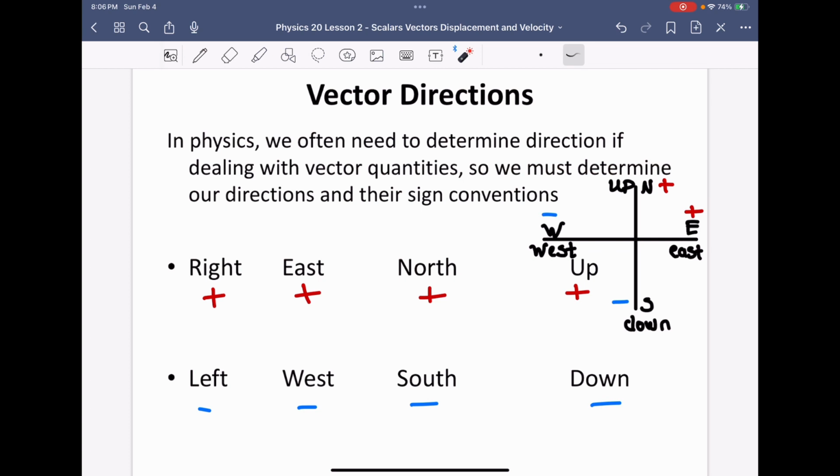But remember, it works on the same idea as the Cartesian plane, where we have positives in the north or upwards direction and the east direction. And then in terms of left and down, or west, or I guess I could say west or south, we consider these to be our negatives.